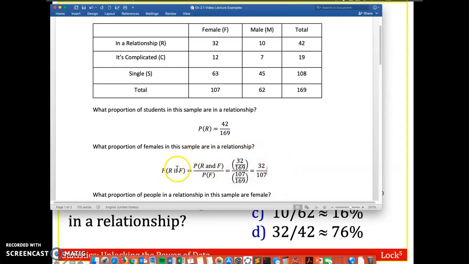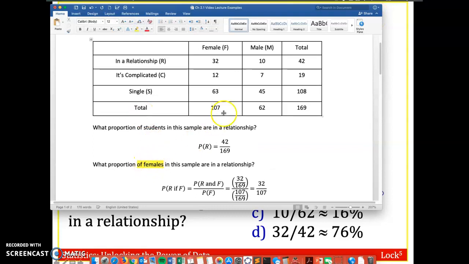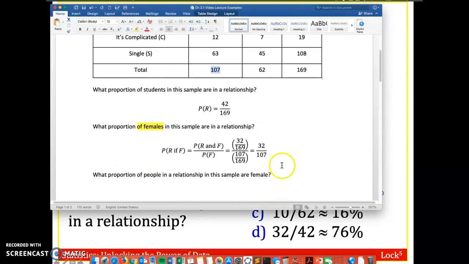So I'm showing you this to see that the formula from the probability section still works. But if you see a question like this in homework or an exam, it's very okay if you just read this table and say, oh, of females. I would highlight or underline that and say, oh, of the females, that's why the denominator is 107.